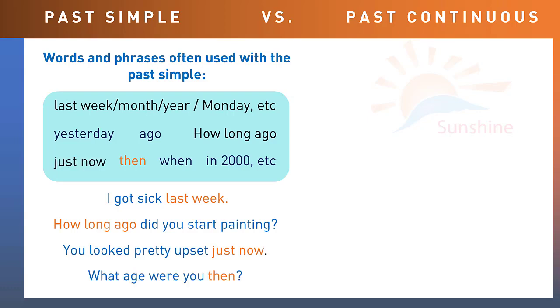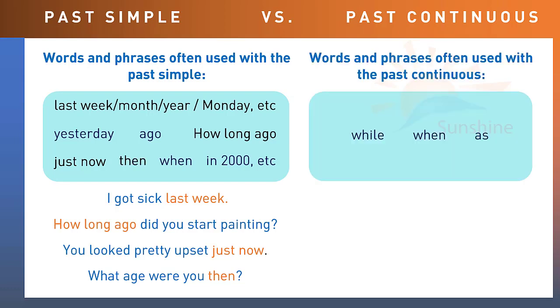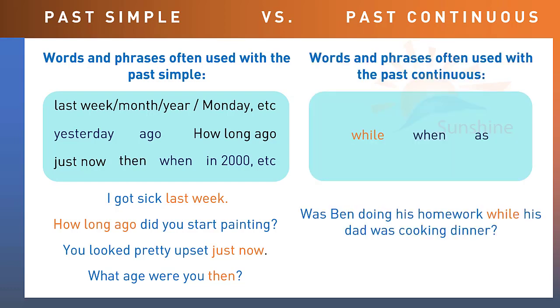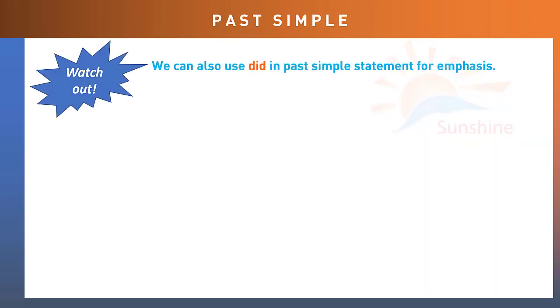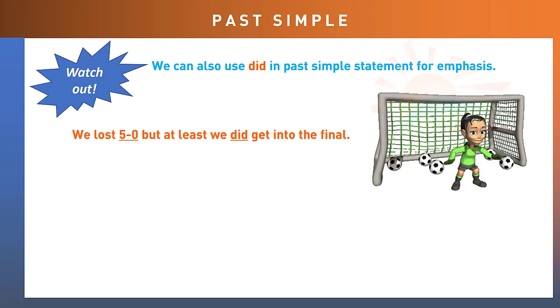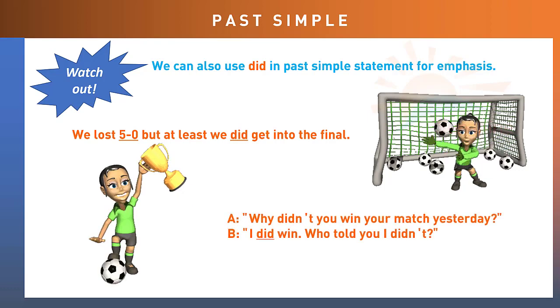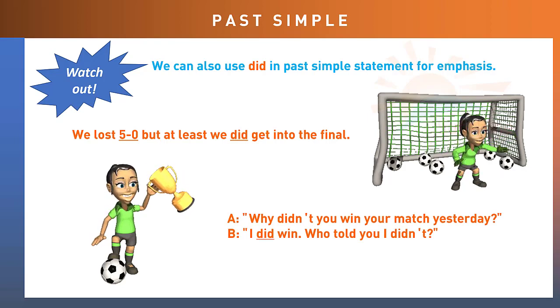Now for the past continuous. Was Ben doing his homework while his dad was cooking dinner? They arrived as we were leaving. We can also use the word did in past simple statements for emphasis. For example, we lost 5-0, but at least we did get into the final. Why didn't you win your match yesterday? I did win. Who told you I didn't?